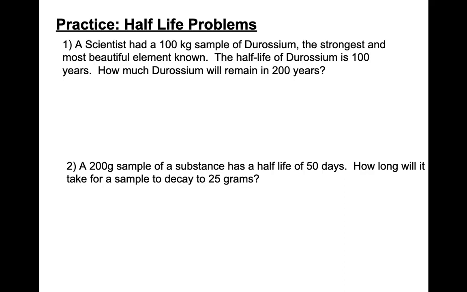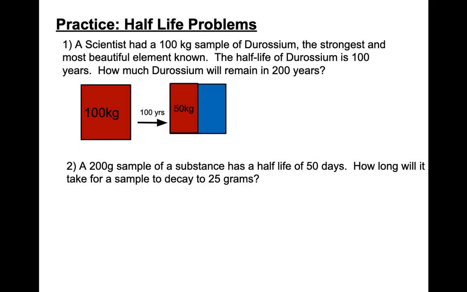So let's look at some other problems. Let's say a scientist had 100 kilograms of a sample of Durossium, the strongest and most beautiful element known to man. If the half-life of Durossium is 100 years, how much would be left in 200 years? We started with 100 kilograms. After 100 years, how much of the original Durossium would be left? Half of it, 50 kilograms. After another 100 years, half of that 50 would be left, 25 kilograms. So there'd be 25 kilograms of Durossium after 200 years.